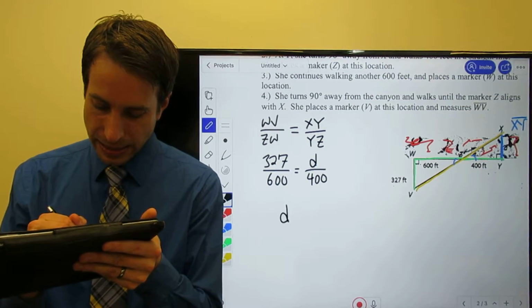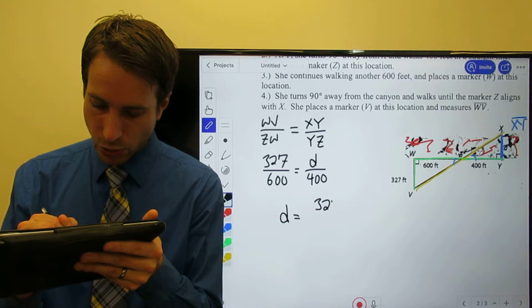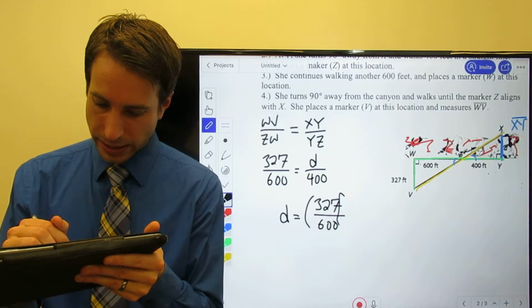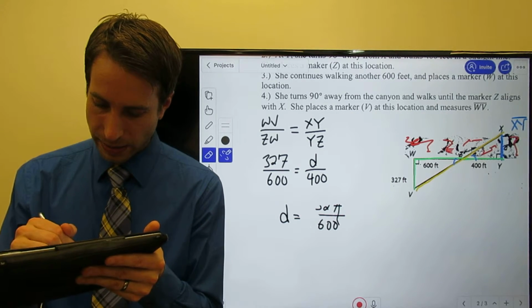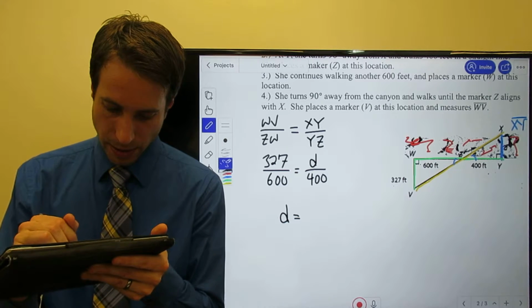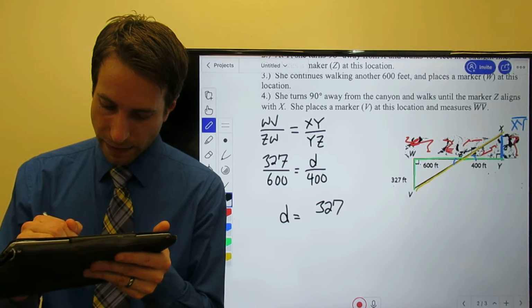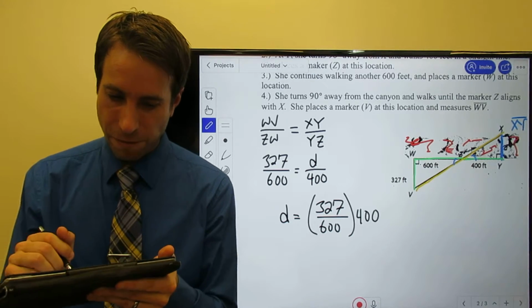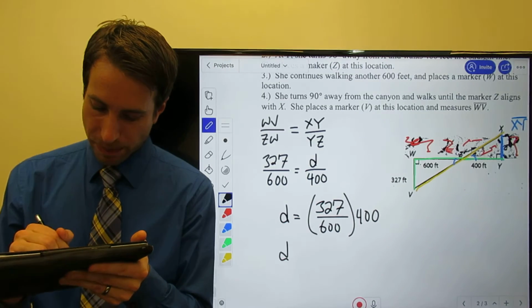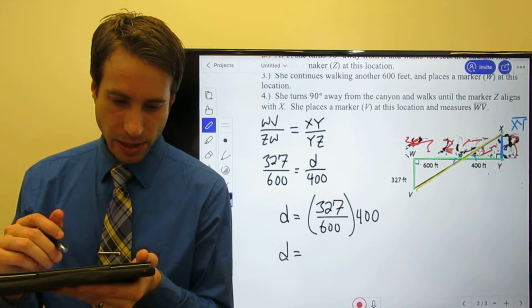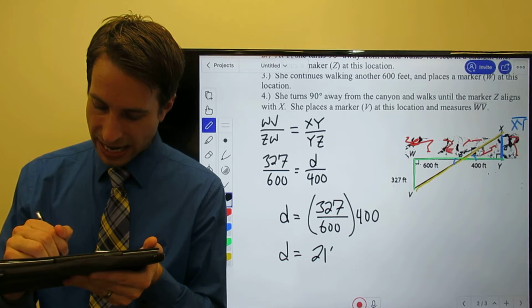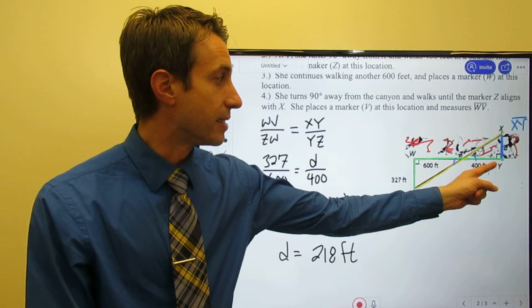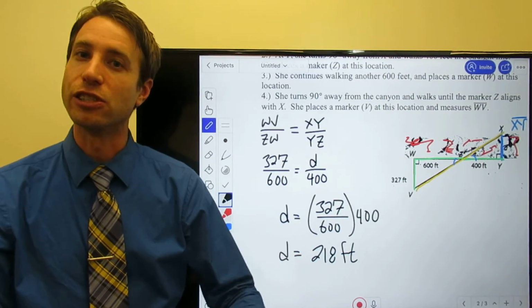Let me slide up a little bit so we can see my work here. That means that D is going to be equal to 327 divided by 600. Oh, yikes. I'm sorry. That got ugly fast. 327 divided by 600, all multiplied by 400. Plug it into your calculator. Don't fat finger something, and you should get 218 feet. The distance across the canyon is 218 feet.